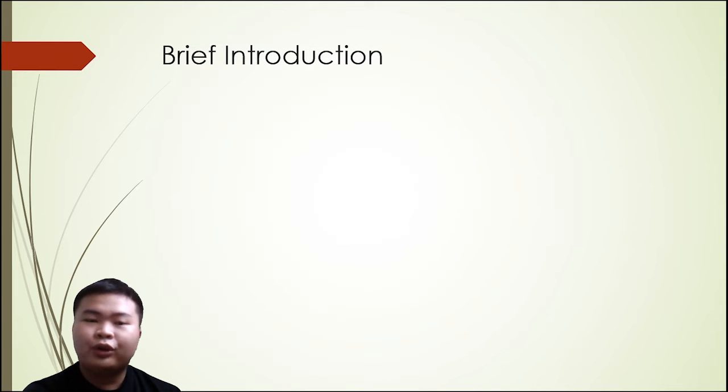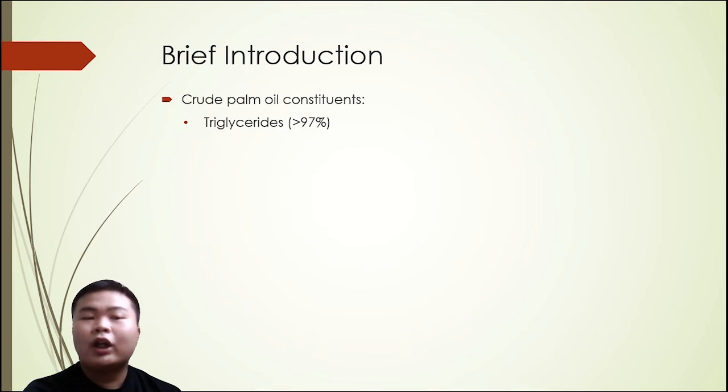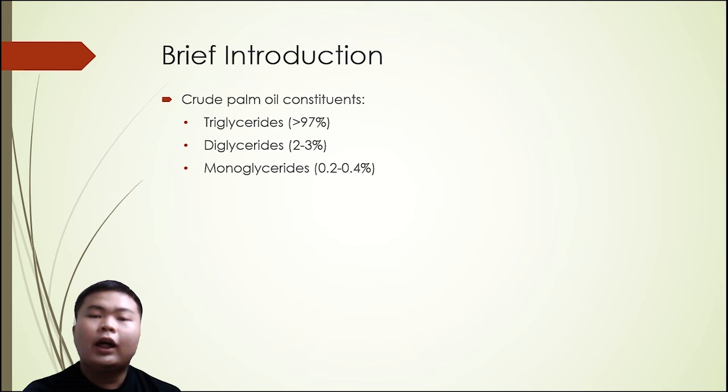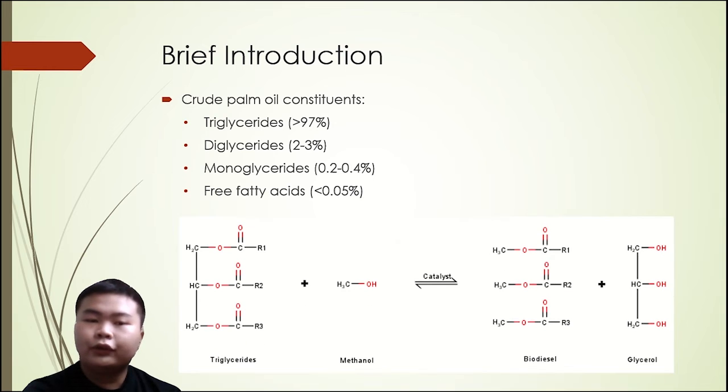Before we move on to the main part, let me do a brief introduction on the production technology of palm biodiesel first. So basically, crude palm oil consists of mainly triglycerides along with trace amounts of diglycerides and monoglycerides as well as free fatty acids. The conventional way of producing biodiesel from palm oil is by transesterification, where the triglycerides in the crude palm oil are transesterified to form fatty acid methyl esters, which is basically our biodiesel.